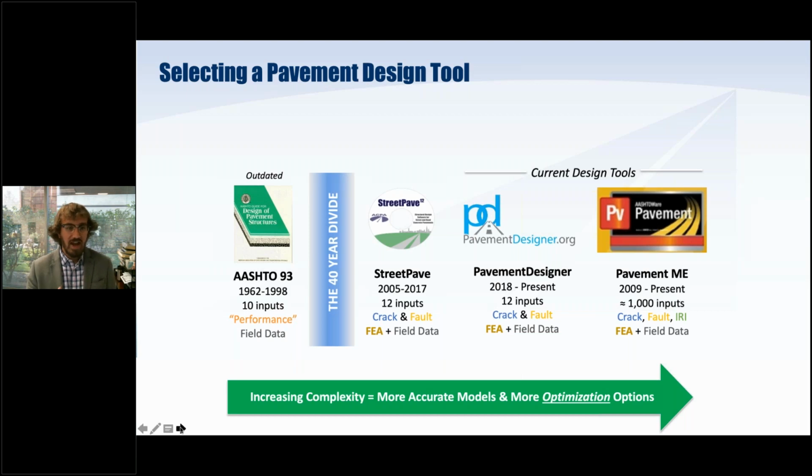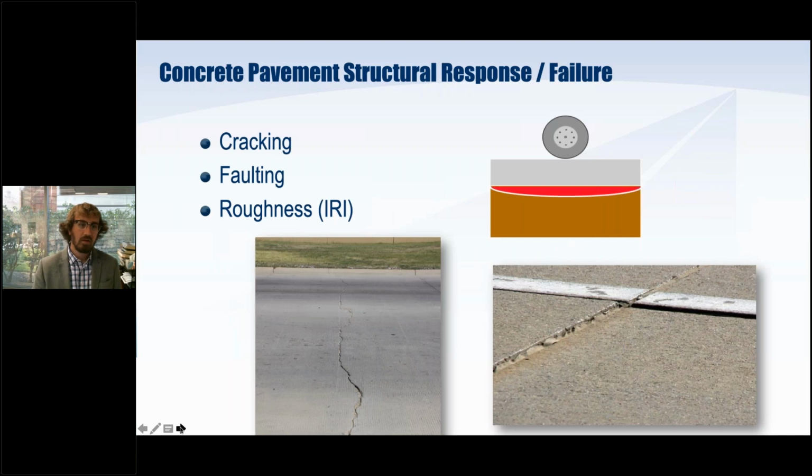And so when we move past that AASHTO 93 design guide, you can consider it a 40-year divide between that old empirical design methodology and our current mechanistic-empirical design softwares, PavementDesigner and Pavement ME. With those new design softwares, we can actually look at how pavement distresses develop over time, cracking and faulting, and with Pavement ME, we can do IRI too. So when we look at concrete pavement structural response, we have that cracking, we have that faulting, we have roughness as well. We're really trying to figure out how to optimize our design such that we mitigate these distresses developing in our pavement.